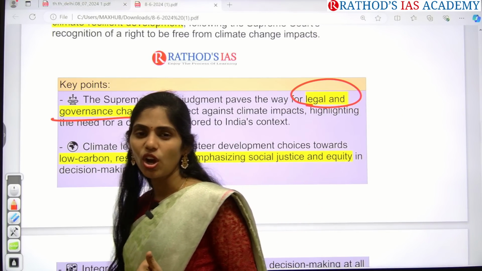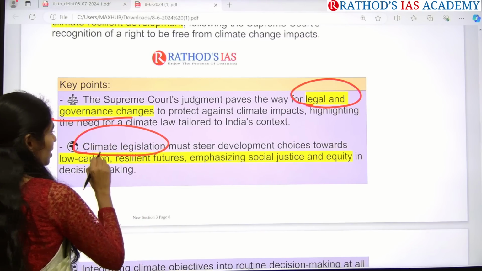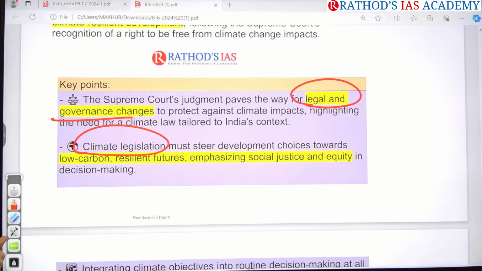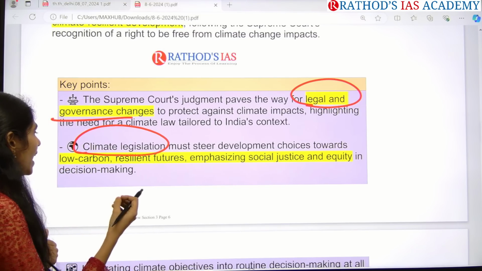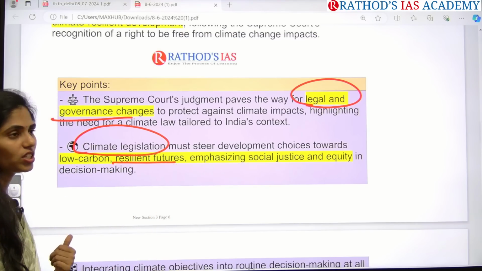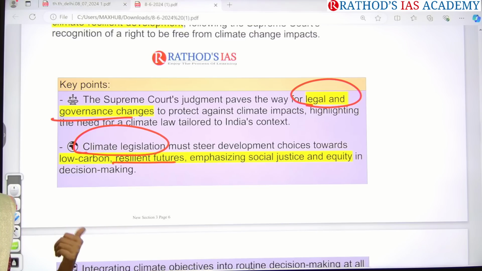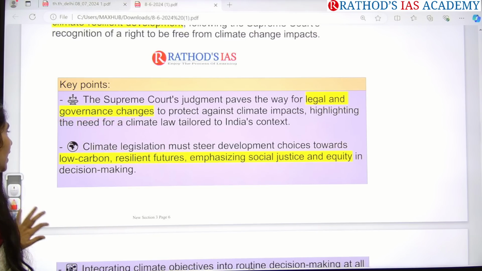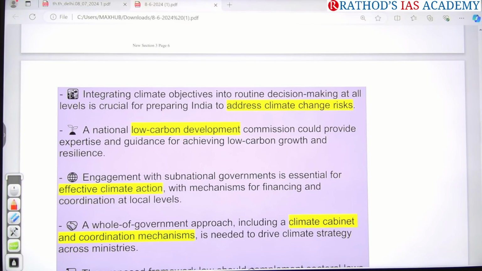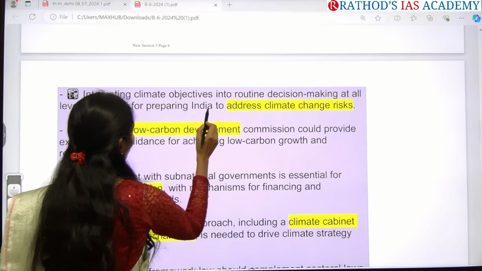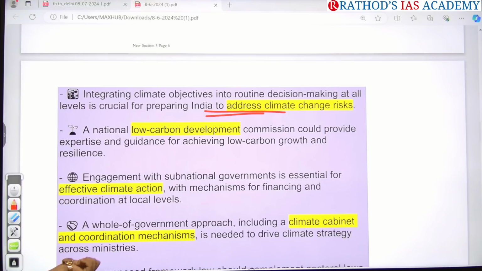And what are the laws or legislations regarding this climate? We are calling it climate legislation. They have to focus especially on how we can release less carbon or low carbon emissions, as well as focus on a resilient future, and how we can focus on social justice as well as equity in decision making. On all these things, yes, we need a climate legislation, a climate related law. And next, we have to come up with routine decision making, and we have to focus on how we can address climate change risk also. That is one point the government needs to focus on.